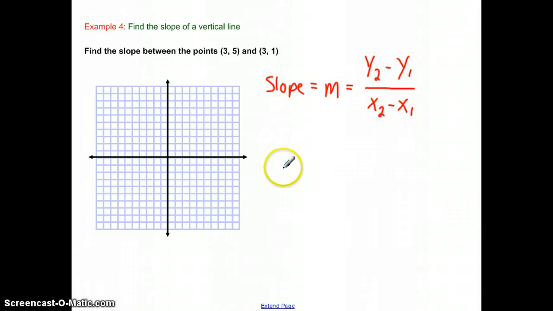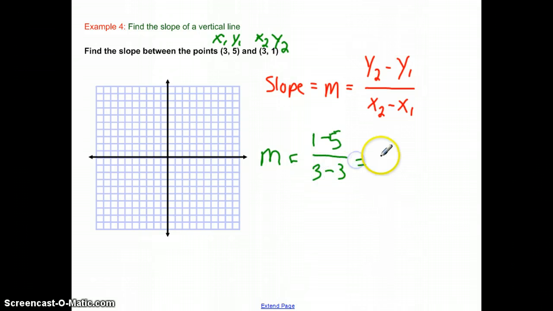This is the last example using the slope formula. So here is our first point. That's your x1 and your y1. So your first x, your first y. Here's your second x and your second y. So I like to identify those first and then plug them into the formula. Y2 is 1. Y1 is 5. X2 is 3. X1 is also 3.